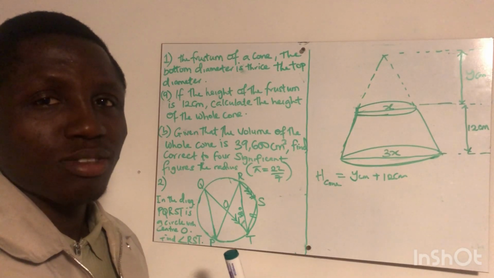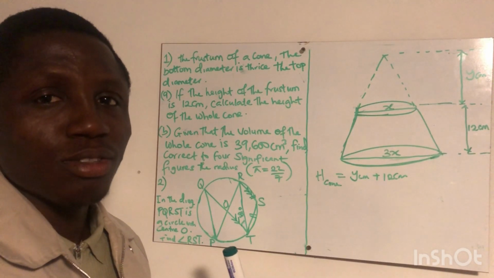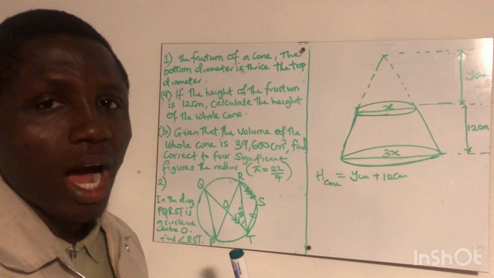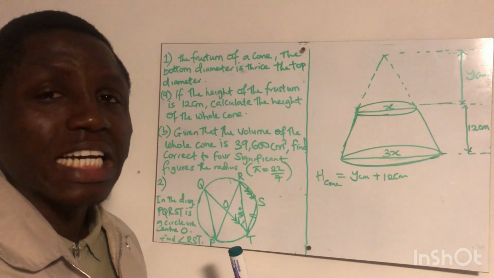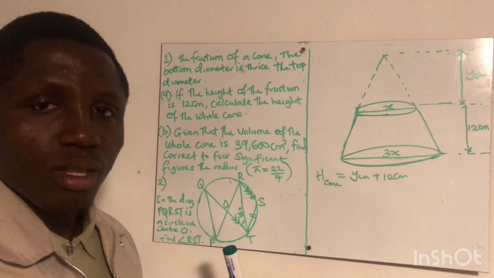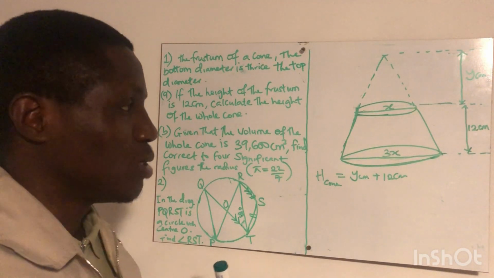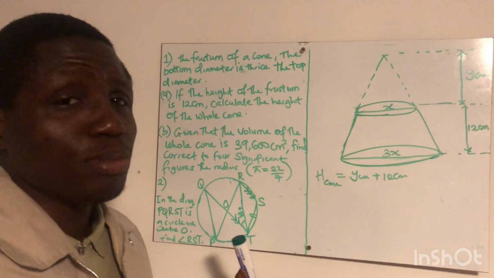You are going to relate some parts together, and then compare them in order to get your height, and then subsequently get your y, and then the height of the cone itself. So now how do we use this principle of comparison?